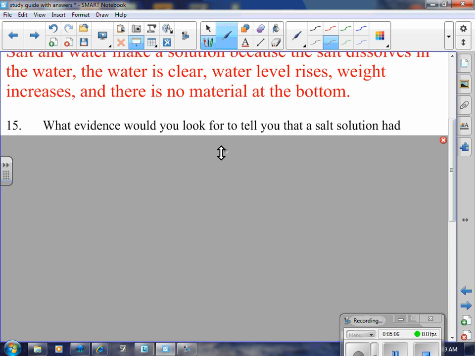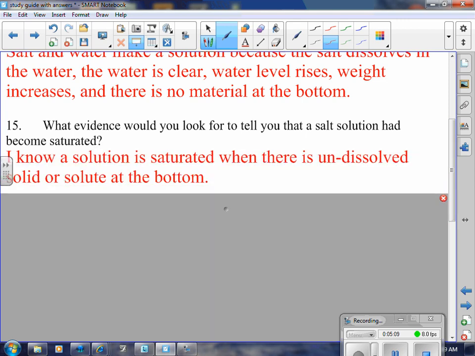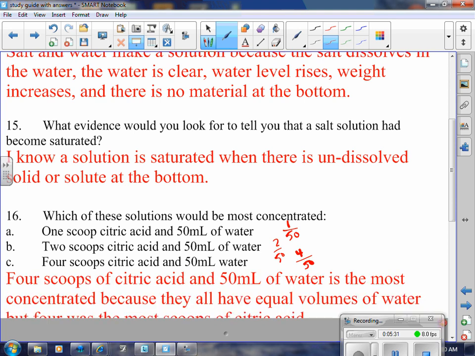Evidence that you would look for to tell that a salt solution had become saturated is that you want to see undissolved salt or solute at the bottom. For the most concentrated of these, again, you can do equivalent fractions here. 1 over 50, 2 over 50, or 4 over 50. Well, 4 over 50 then, so C is the most concentrated.